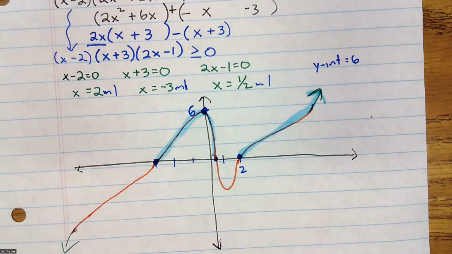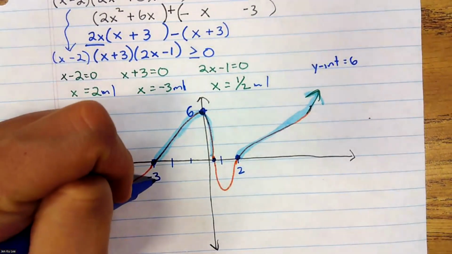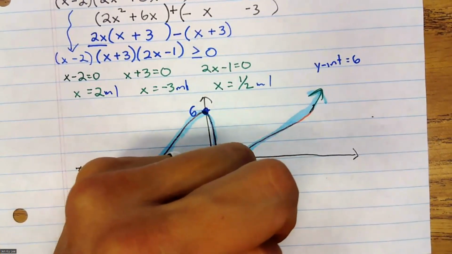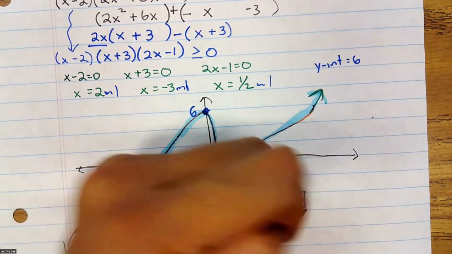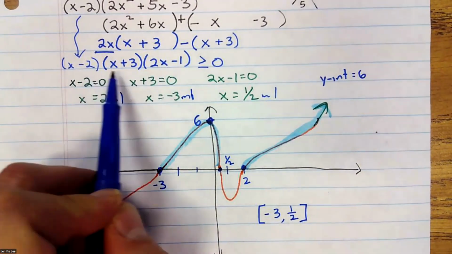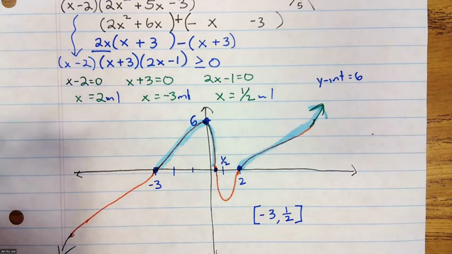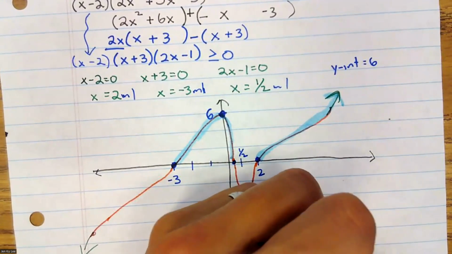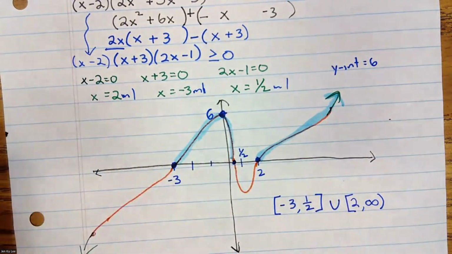And so what is that part in terms of interval notation? This is -3, this is positive 1/2. So it goes from -3 to 1/2, and it's bracketed. Why is it bracketed? Why do I have brackets for this equation here? Because it includes 0, right? Because it's greater than or equal to 0. Union, because there's two intervals, 2 to infinity. Parentheses, brackets around the 2.